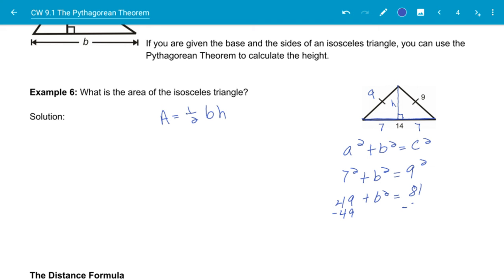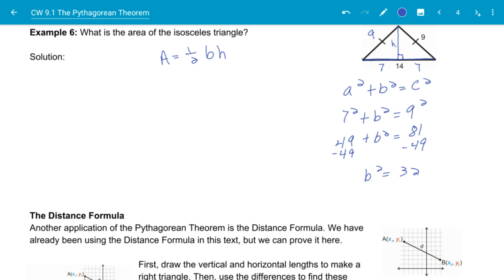Subtract 49 from both sides. So b squared is equal to 81 minus 49, which is going to be 32. And so I take the square root of both sides. It could be plus or minus, but since it's a distance, we know it's only going to be plus. So b is equal to the square root of 32.